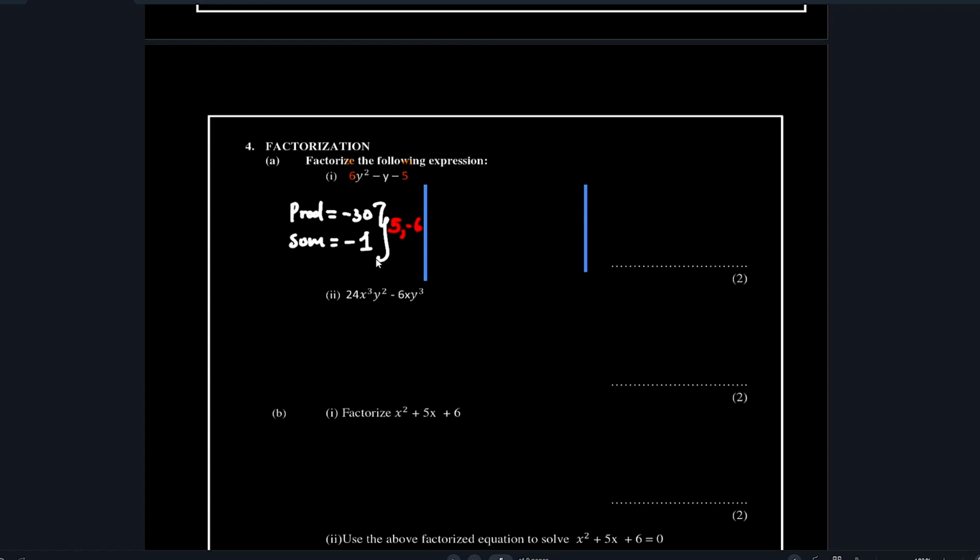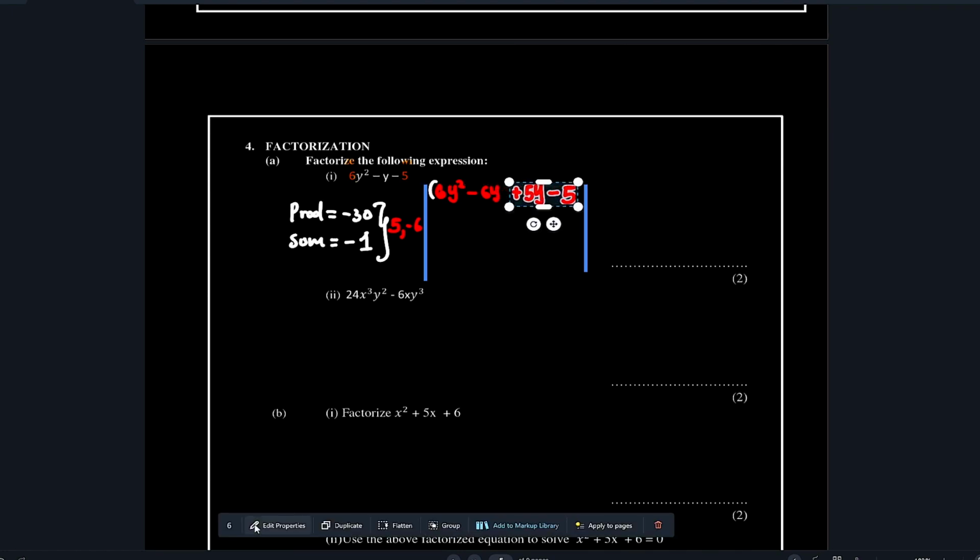The next part is to rewrite the expression 6y squared minus y minus 5 in such a way that the middle term, which is minus y, can be written in terms of the two numbers that we have gotten, 5 and negative 6. So this is going to be written as 6y squared minus 6y plus 5y minus 5. Then we are going to group these two together.